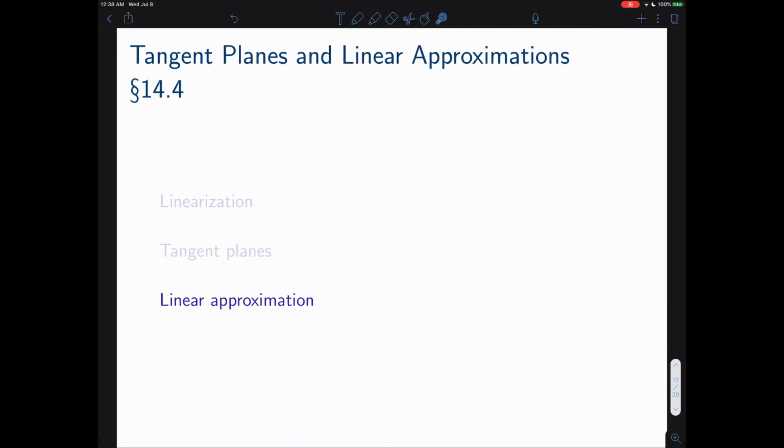Now we'll talk about linear approximation. So we introduced the linearization. This is a certain function that we can set up from a given function at a point. And the first use that we saw for it was the equation of a tangent plane. Here's the second use. We're going to use the same linearization for a second purpose, which is linear approximation.